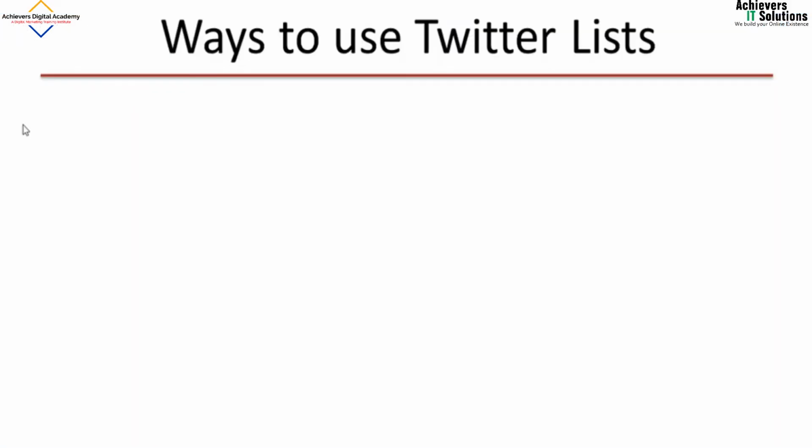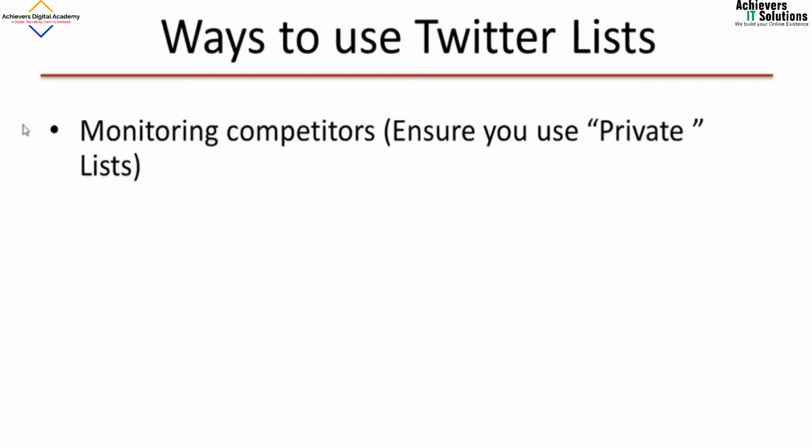So what are the different ways you can practically use Twitter lists for marketing? The first one is what I had mentioned a little while back: if you want to monitor your competitors and their Twitter activity in one place, you can create a list for them. But please ensure in this case that you use a private list. Avoid making the list public, because then your competitors will get a notification that you have added them to a list.